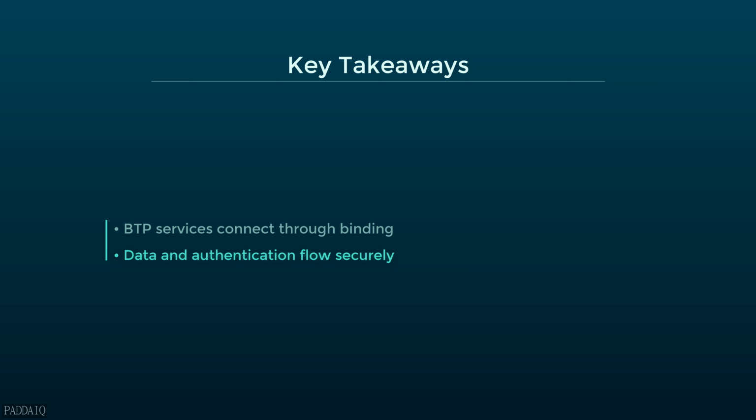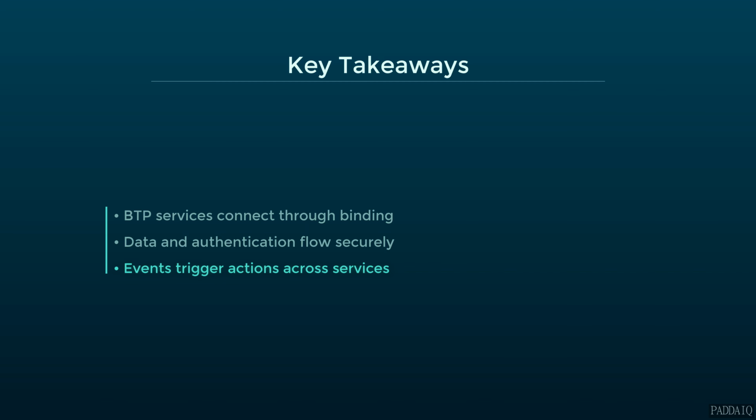Data and authentication flow securely. This means your information and user logins move safely between systems without unauthorized access. For example, when an employee logs into a company app, their credentials and any data they access are protected end-to-end. This ensures your business processes remain both functional and secure.